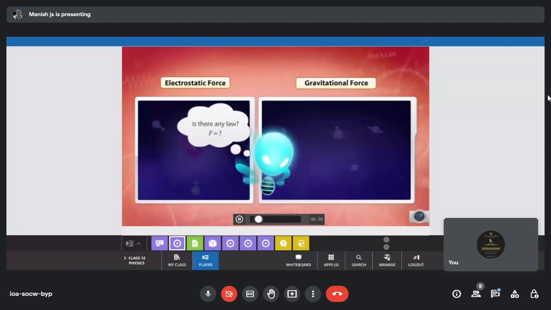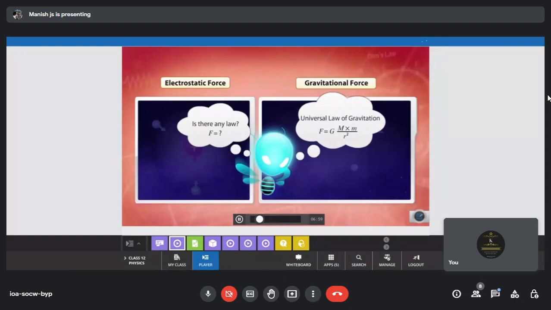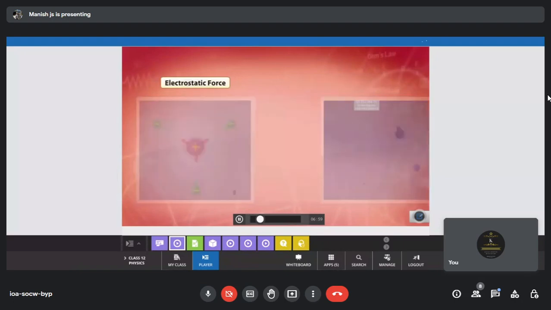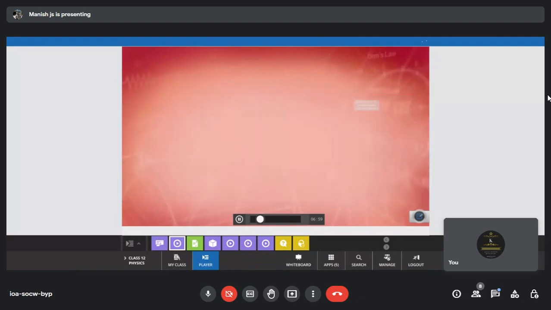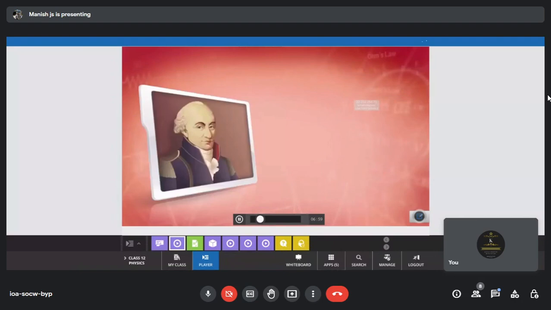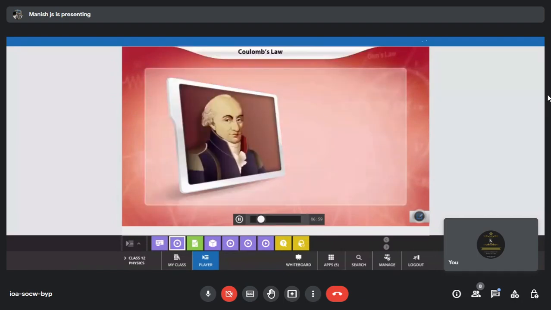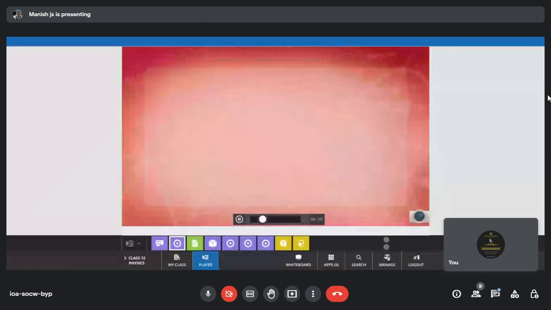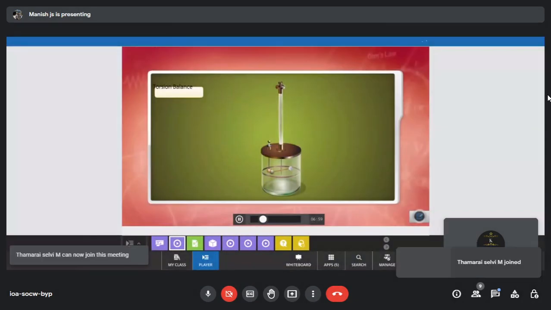But is there any law that correctly describes the force between two charges, somewhat similar to the universal law of gravitation that describes the force between two masses? Coulomb's law. It accurately describes the variation in electrostatic force between two charges with distance. This law was proposed by Charles Augustin de Coulomb in 1785. To deduce this law, Coulomb performed an experiment using a torsion balance.